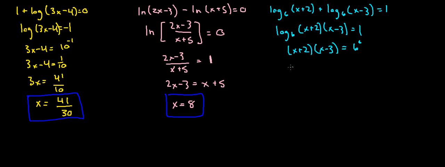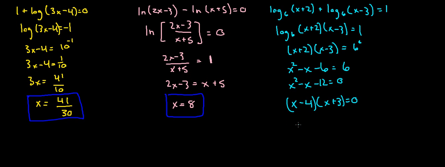And now I just multiply all this stuff out. X squared, and then this will give me a minus x, and minus 6 is equal to 6. Subtract 6 over. And this is just a regular quadratic problem. So the best numbers here would be 4 and 3. X is equal to 4, x is equal to minus 3. Now I have two answers.